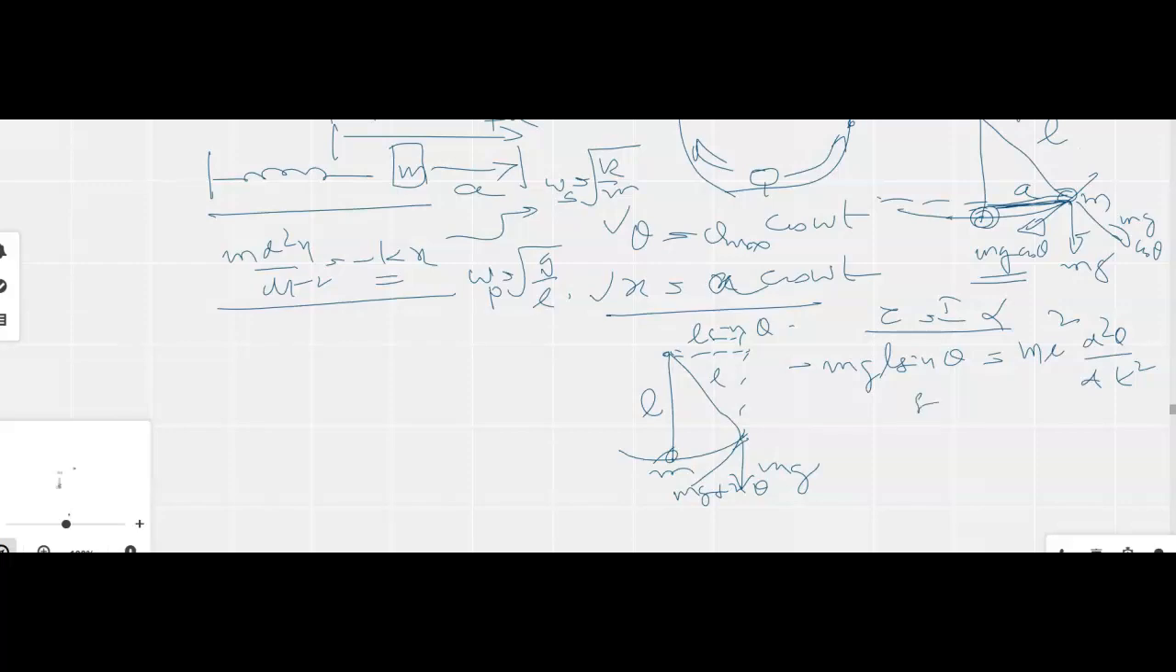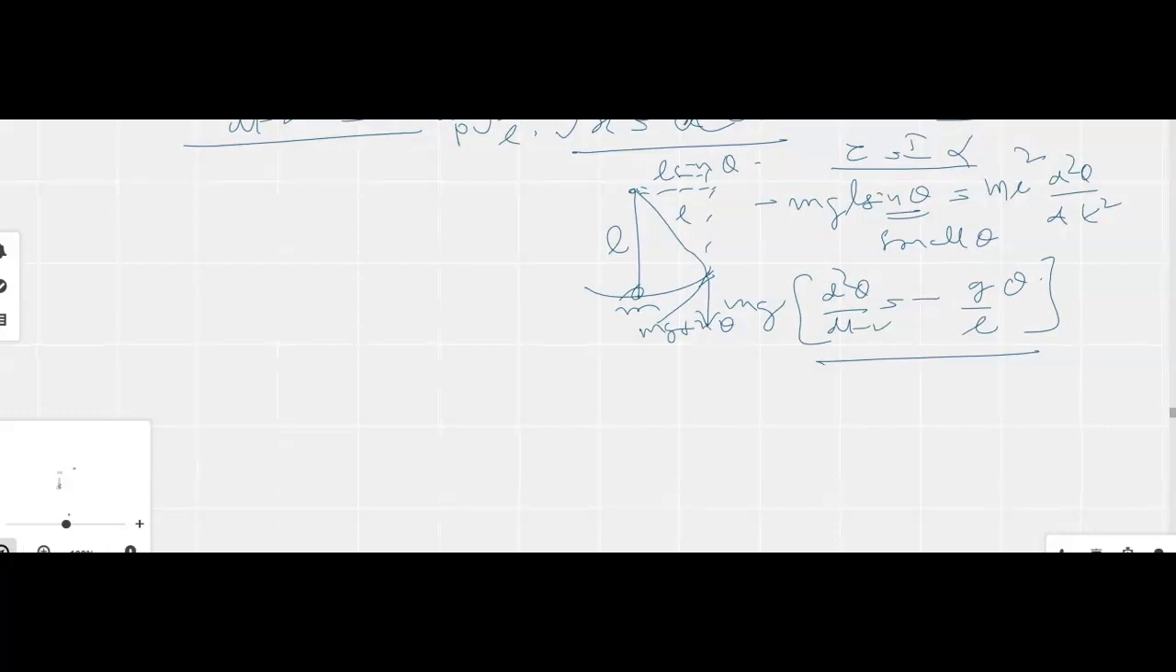So for small theta, sine theta becomes theta, then we will find d square theta by dt square is equal to minus g by L theta. This equation we will get. By plugging in, this equation for theta will give us theta equal to theta max cos omega t, and here omega square is g by L.